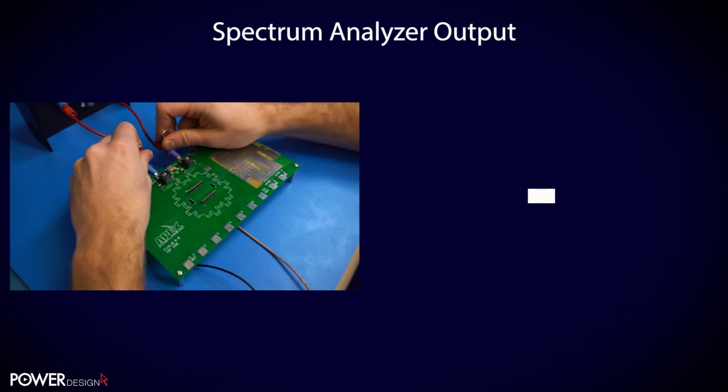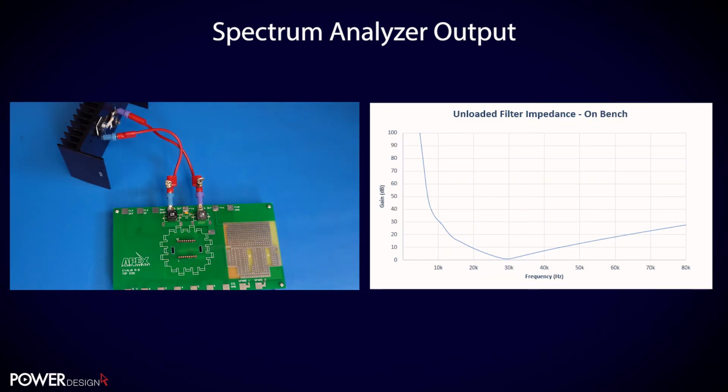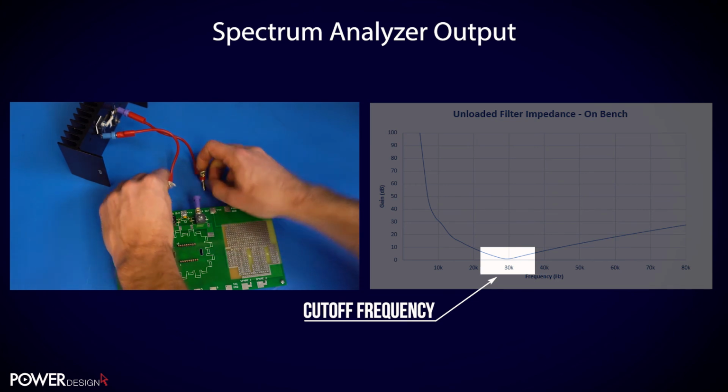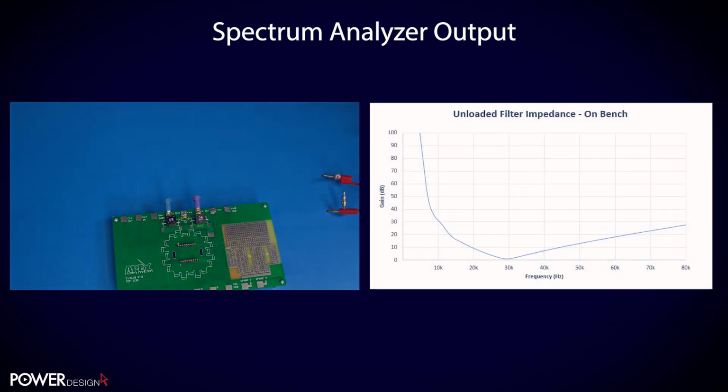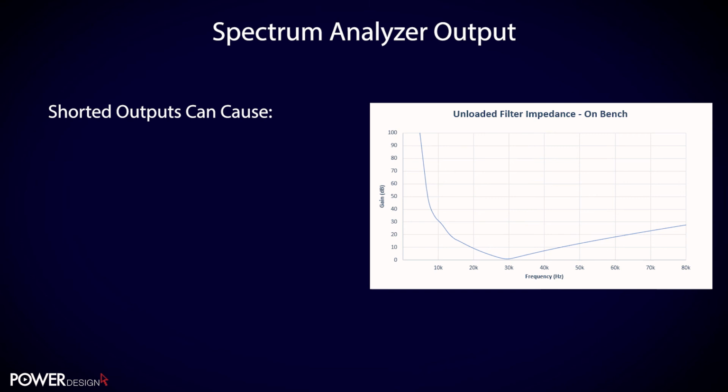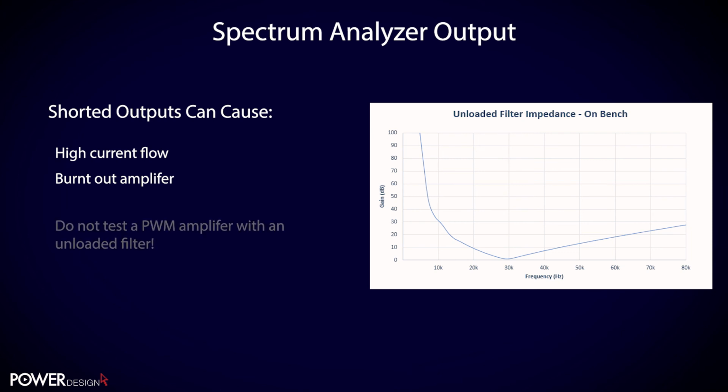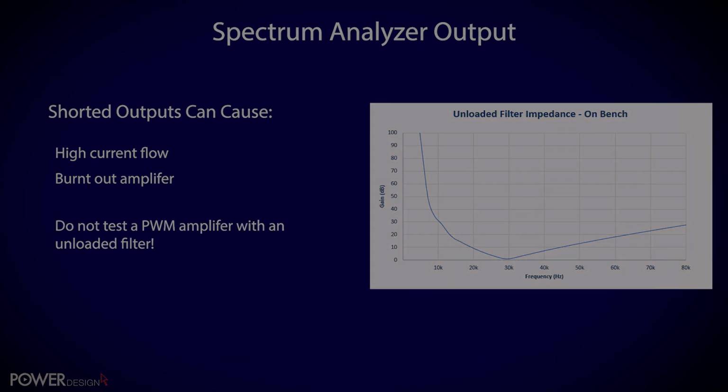And here we see the impedance of the unloaded filter, which confirms that the filter resonates at the cutoff frequency. This is essentially a short circuit of your amplifier outputs, which will cause ridiculously high currents to flow and burn out the amplifier. I would highly recommend against ever testing a PWM amplifier with an unloaded filter.